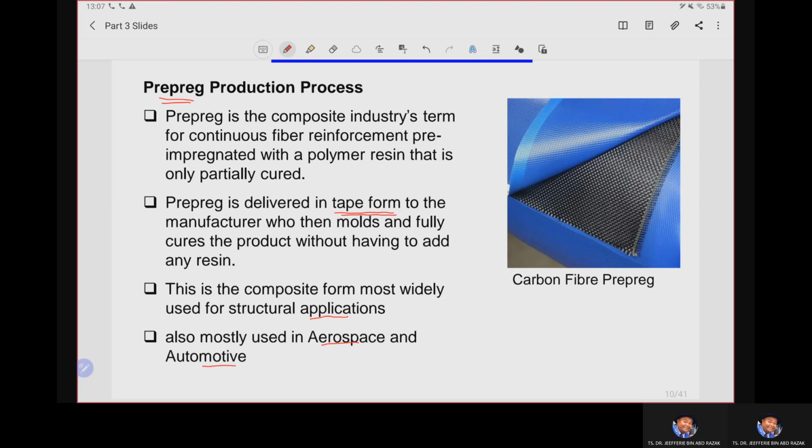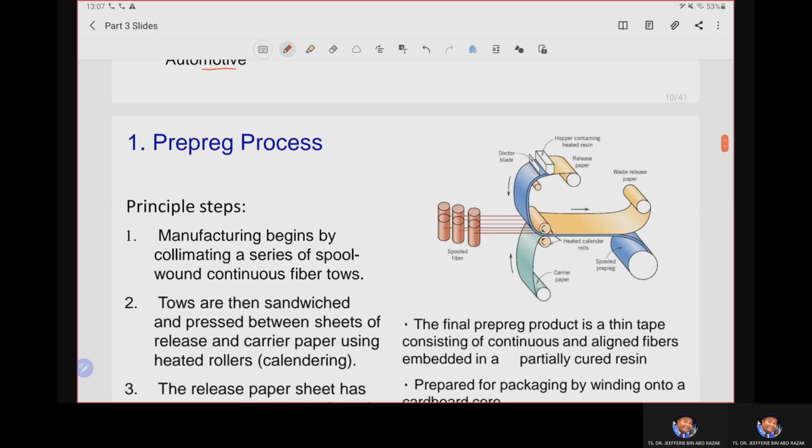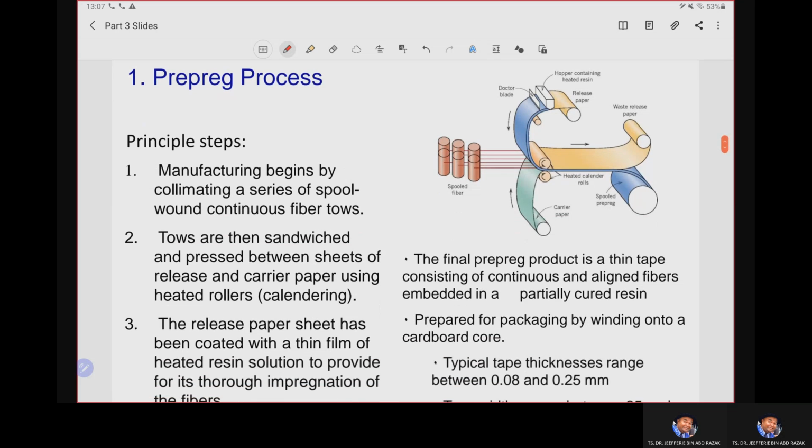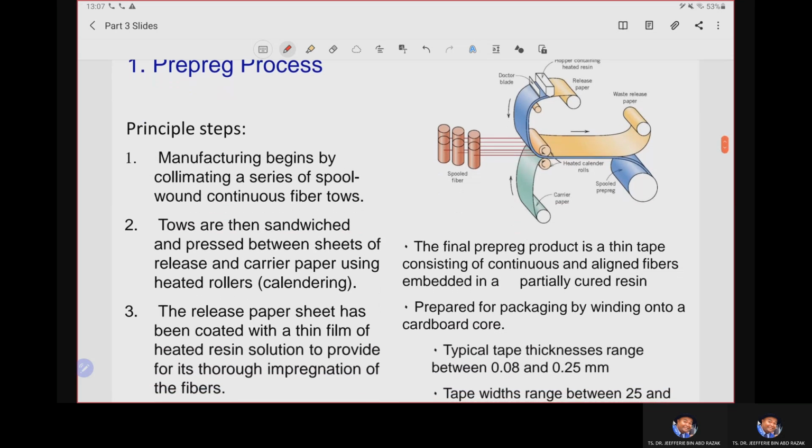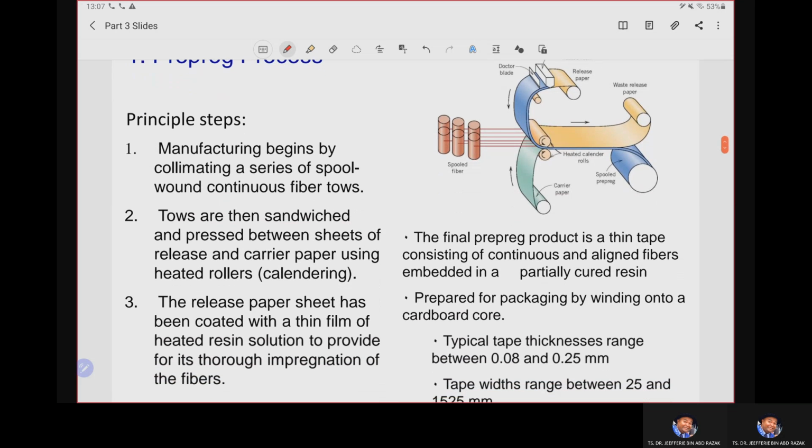So this figure shows you how the prepreg looks. They supply it in tape form. It has a very distinctive look: carbon fiber that is impregnated with resin, but in a half-cured supply. The following slide will explain how to produce the prepreg.